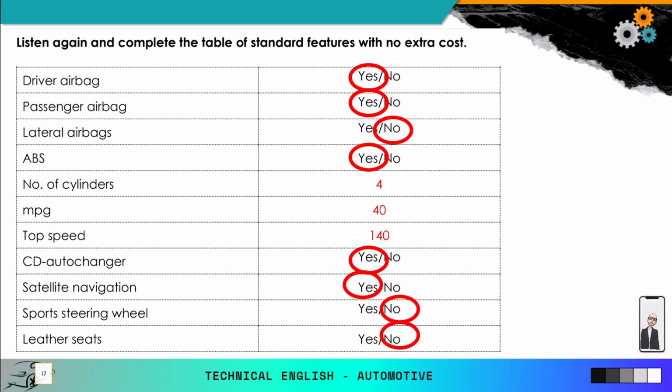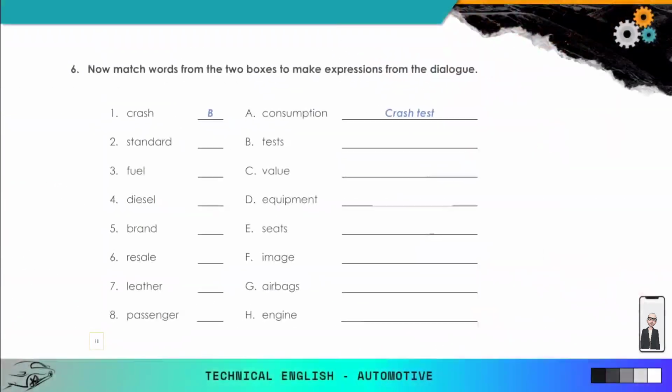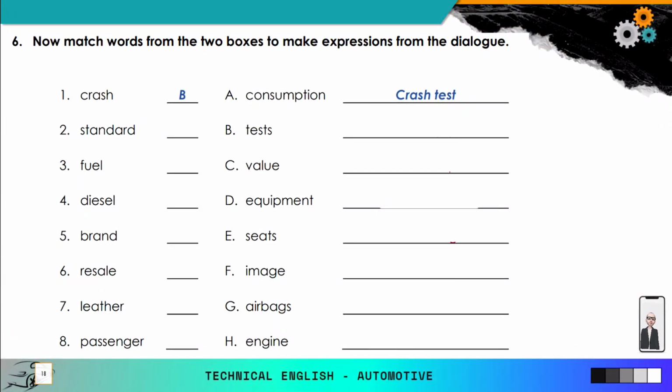Right, next one was again a listening task. We are not going to do that right here. Instead, let's just jump to the next one. Okay, what we have to do here is match the words, the two halves of the word. So for example, here you have crash and then tests, and that creates crash test. So on the left we have got crash, standard, fuel, diesel, brand, resale, leather, passenger. On the right you have got consumption, tests, value, equipment, seats, image, airbags, and engine.